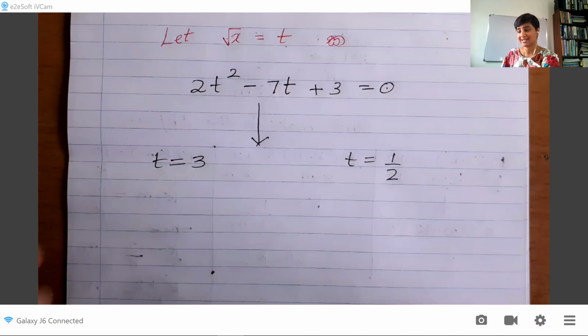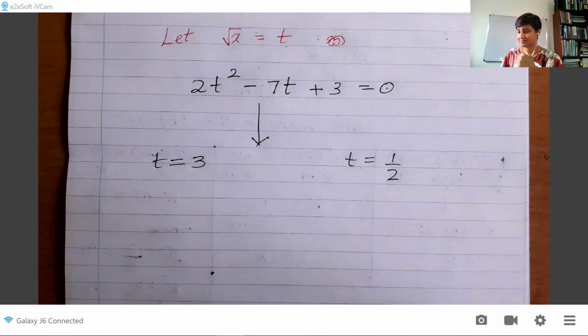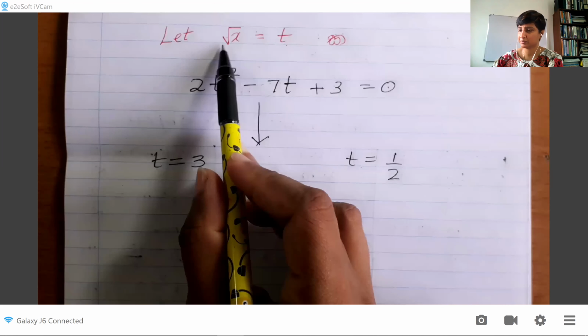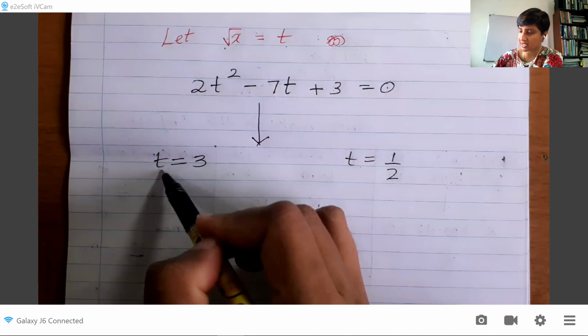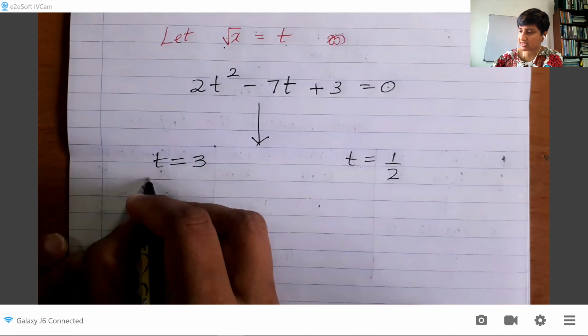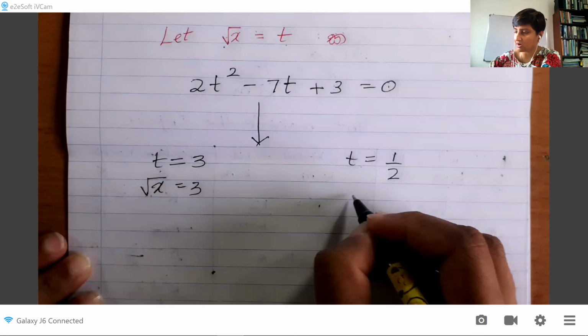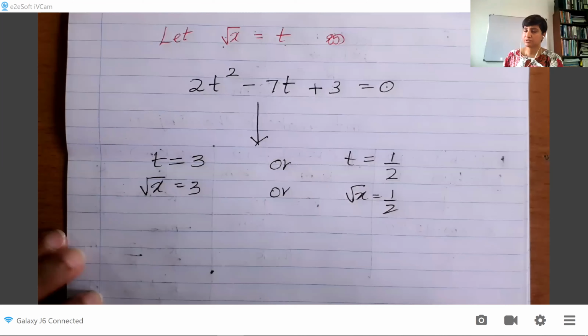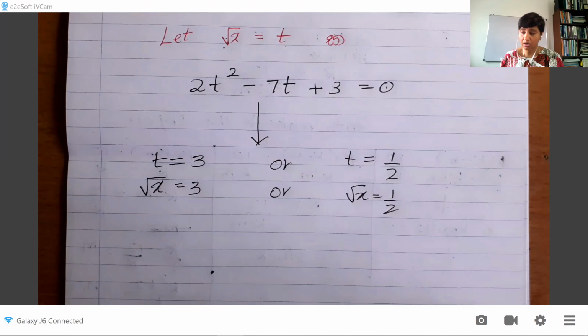We solved for t. Now you bring back your t, which we used as a label. What is t? T is root x. So bring root x back here. T is nothing but root x. Root x is 3. Root x is half. You have to have an or in the middle. Root x is either 3 or root x is half.